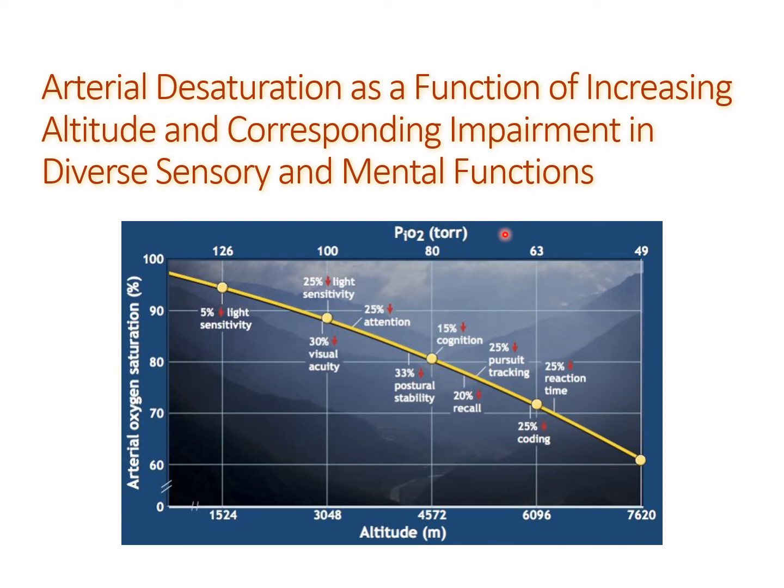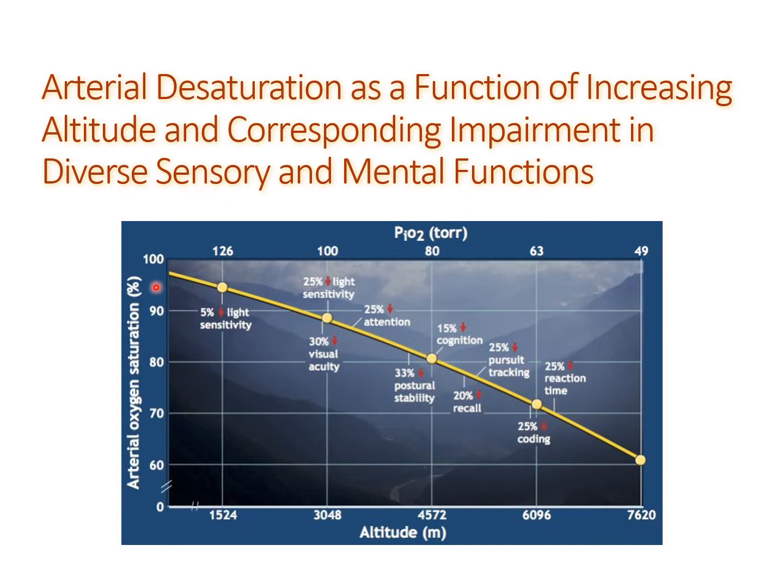So next is arterial desaturation as a function of increasing altitude. Whenever you see "as a function of," whatever's before that is on the y-axis. So arterial desaturation will be on our y-axis, and increasing altitude will be on the x-axis. And we're going to look at the impairment in diverse sensory and mental functions. When you have a lower altitude, you're going to get a high oxygen saturation percentage, and you're not really going to see any sensory or mental function deficits.